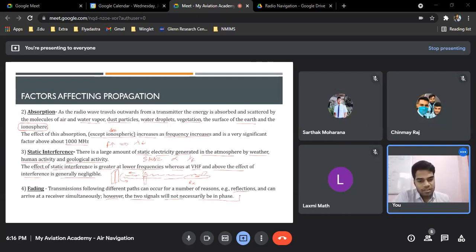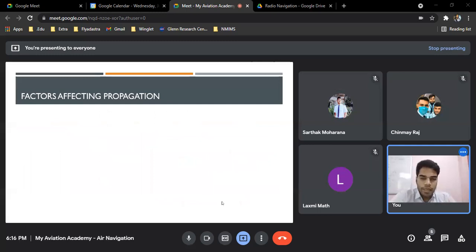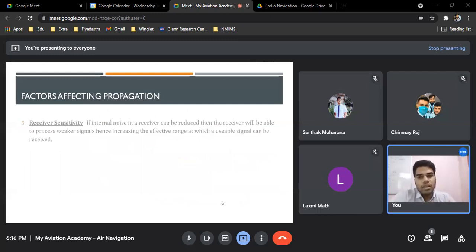Now this phase, you need to understand that. You'll understand the next chapter as well. No need to be confused here. The factors affecting the propagation other than those are simply because of the receiver noise.